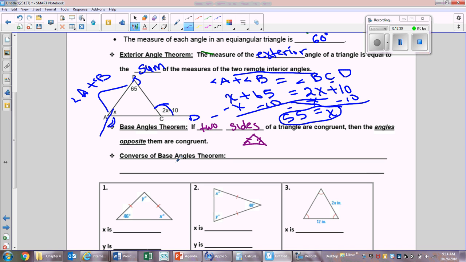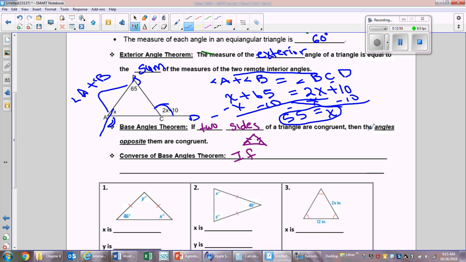So the base angle theorem, we're going to get to it when we also talk about isosceles triangles, I think in our day 7 notes, but this is something you need to know because it applies when we try to find the measure of a missing angle. The converse of the base angle theorem works the same way. Remember, converse is flipping it.